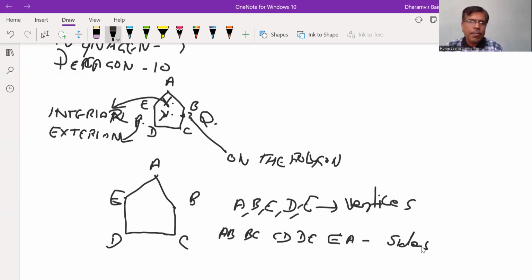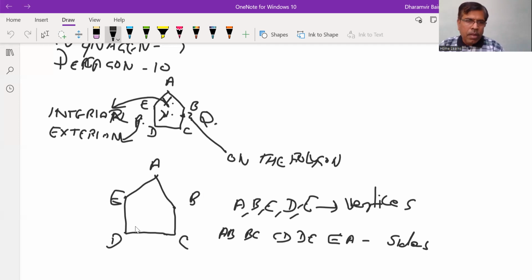Then what is the diagonal? Diagonal is the line joining any two vertices which are not adjacent. What does adjacent mean? Here, vertices E and D are adjacent. So a line that joins D and E is not a diagonal, but if D joins any other point on this polygon rather than its adjacent, then that is a diagonal.